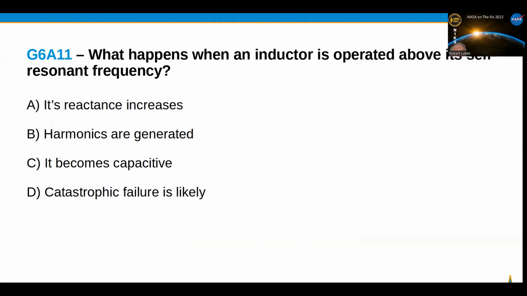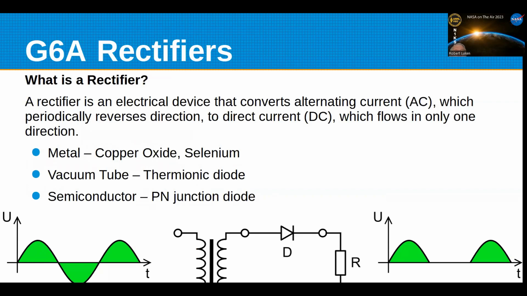So what happens when an inductor is operated above its self-resonant frequency? Oh, there you go. It becomes capacitive. Okay, I left this one in, but they took the question out.